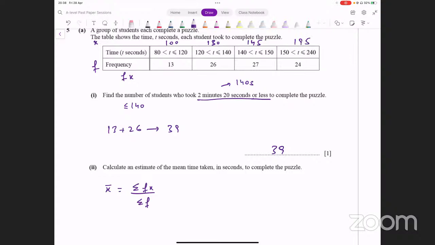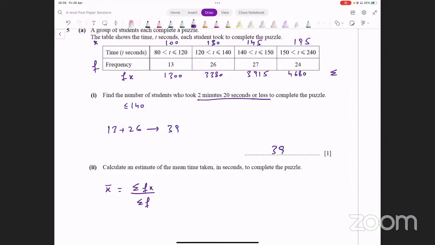अब आपने क्या करना है, टेबल के अंदर एक रो ऐड कर लेनी है. ओके, टेबल के अंदर एक और रो ऐड कर लें, which is f times x, यानी ये x और ये फ्रीक्वेंसी आप मल्टीप्लाई कर देना है. ठीक है, 100 into 13 that gives us 1300, 130 into 26 that is 3380, 27 into 145 that is 3915, and then 24 into 195 that is 4680.